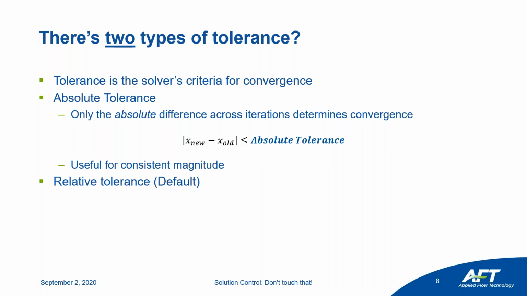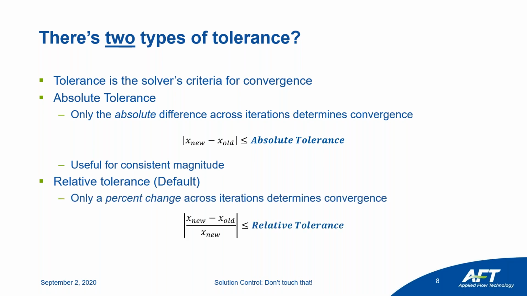If instead we look at relative tolerance, which is the default for AFT software, now we're looking at a percentage change across iterations. So now it doesn't matter if it was a 3,000 gallon per minute flow or 2 gallon per minute, as long as it's changing within 0.01%, then we can consider that converged. So this is useful if there's different magnitudes and we can say that it's more robust, but there might be issues at lower flow rates.